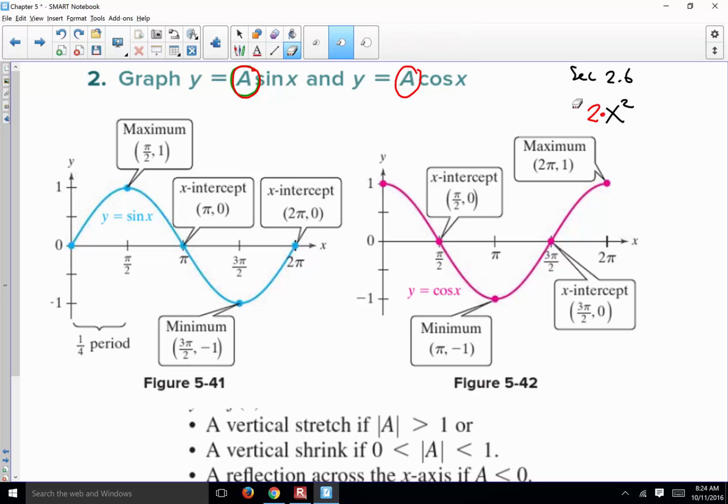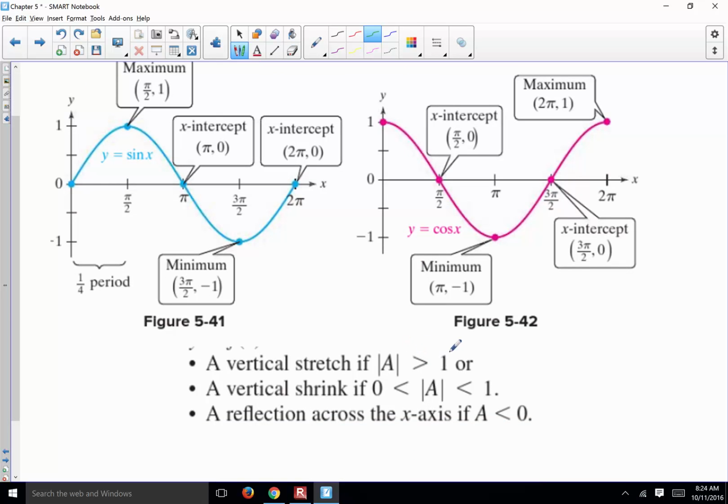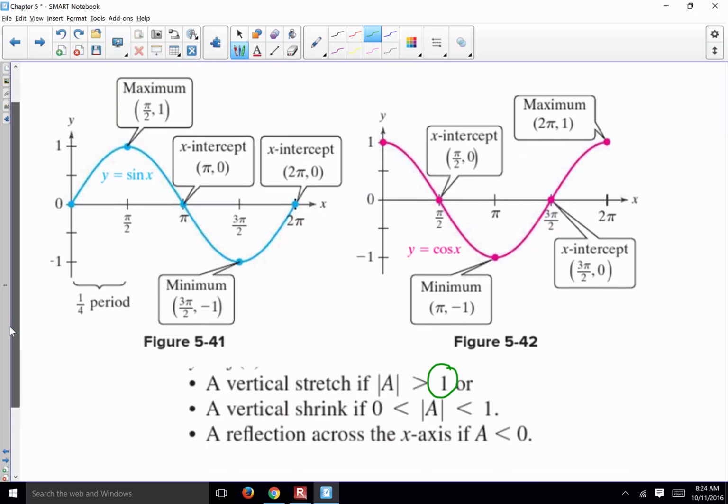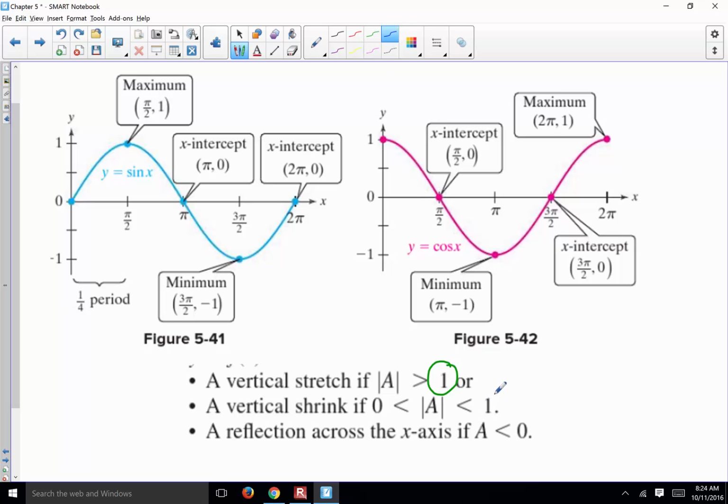Same deal here. It depends on the size of the number. If the number in front is more than 1, it's going to stretch up. If it is less than 1 but more than 0, it just shrinks down. Do you see this bump? It gets smaller, like this. If a is less than 1, the bump shrinks; if a is greater than 1, this bump gets really high, depending on the size of a.